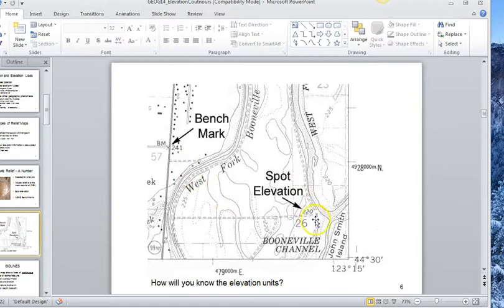Here is what's called a spot elevation. With the benchmark, you should be able to go out on the landscape and find that brass marker. With a spot elevation, this is not indicated anywhere on the landscape, but it is on the map, so you know that that's 220 feet. That's where the X is.